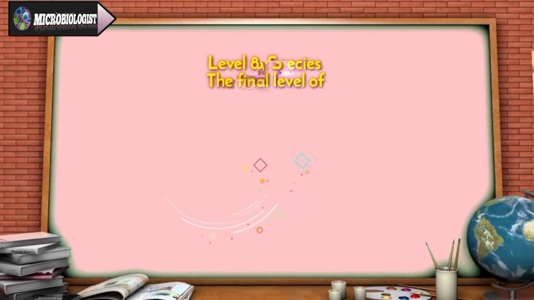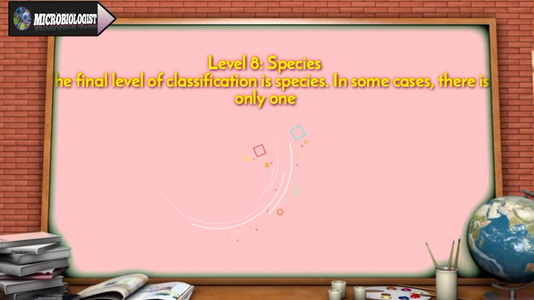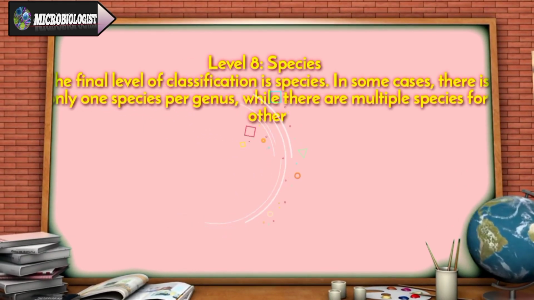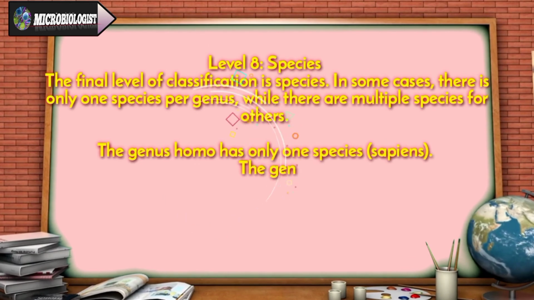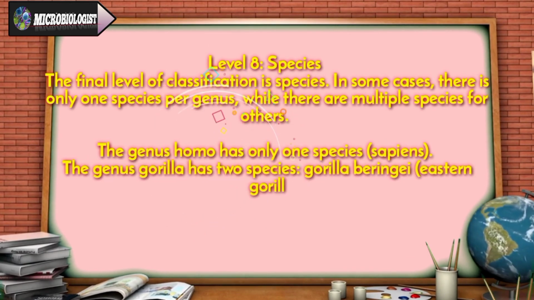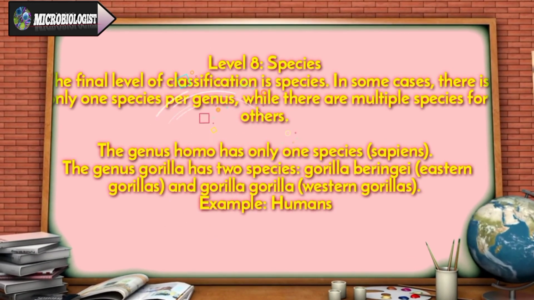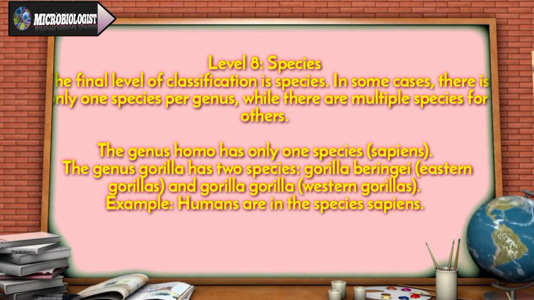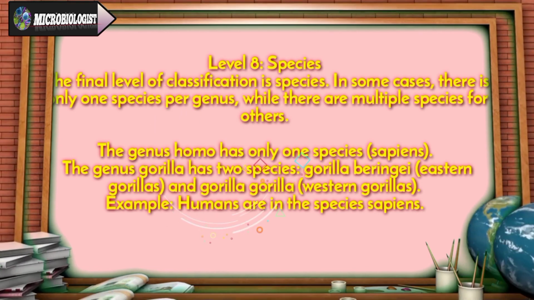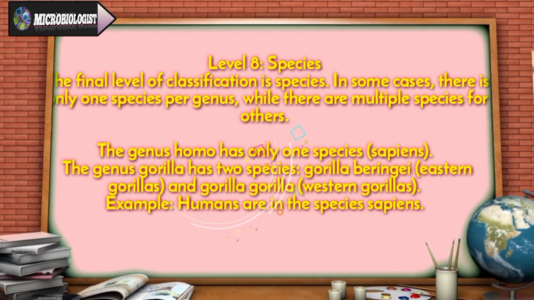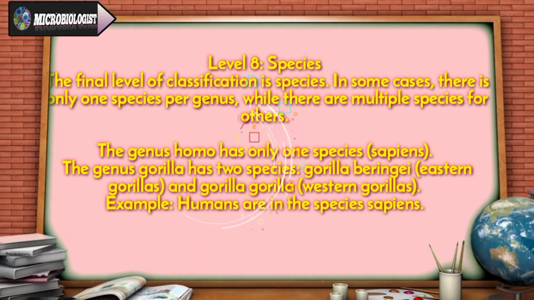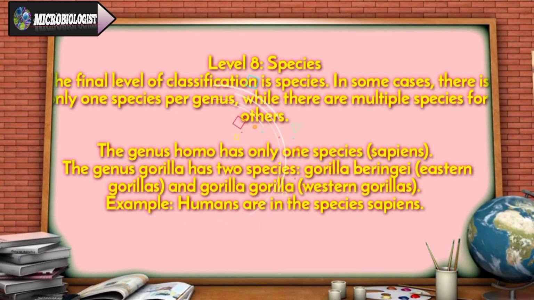Level 8, species. The final level of classification is species. In some cases, there is only one species per genus, while there are multiple species for others. The genus Homo has only one species, sapiens. The genus Gorilla has two species, Gorilla beringei, eastern gorillas, and Gorilla gorilla, western gorillas. Example: humans are in the species sapiens.